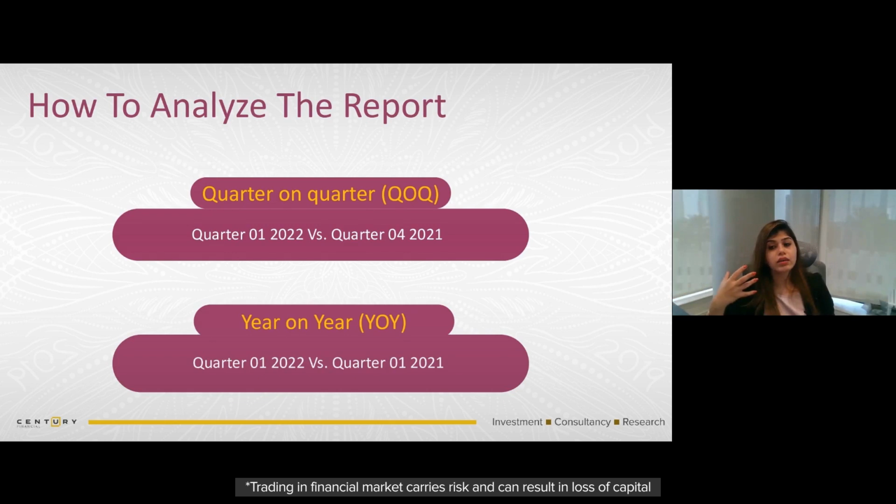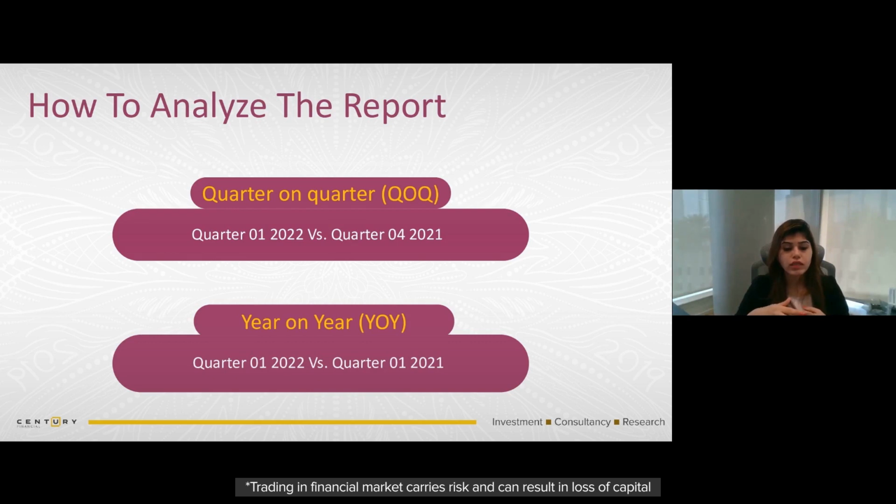On the other hand, another way that we can compare the earnings, for example, in terms of the net income or the revenues, will be year over year. So you will be comparing the sales or the profit for this quarter, Q1 2022, with Q1 2021. Why would one do that? Say, for example, a stock like Apple. Apple comes up with its new versions of iPhones every September.